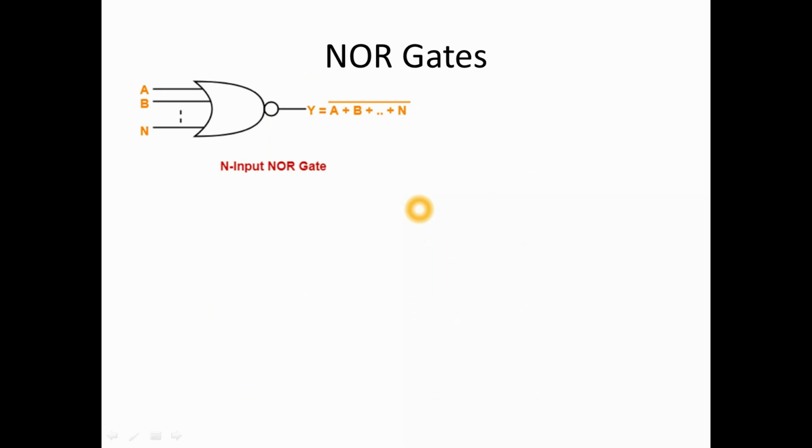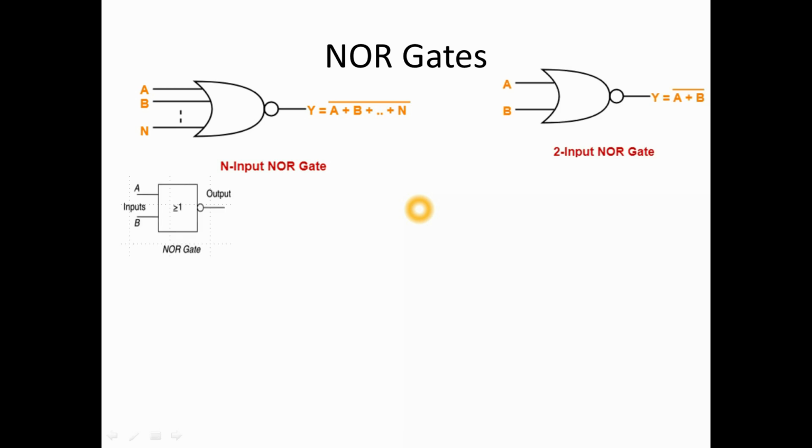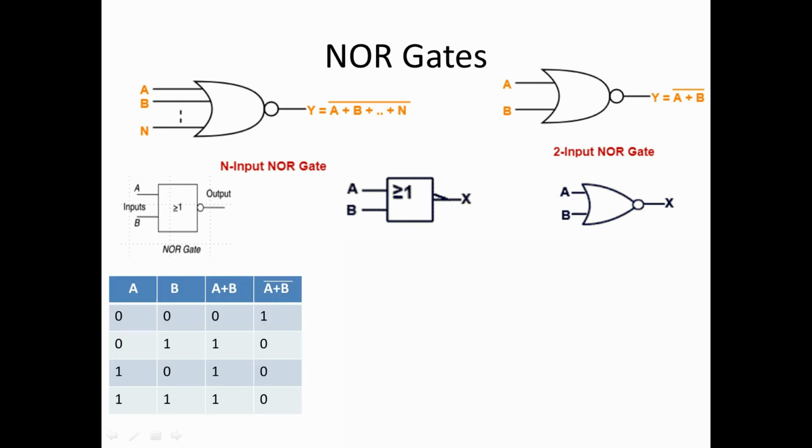The next universal gate is another universal gate, that is the NOR gate. It also has 2 or more inputs and 1 output. The logical expression is A plus B plus, and up to, if there are n inputs, up to n, whole bar. For the 2-input NOR gate, Y is equal to A plus B whole bar. That is, the output of the OR gate is connected to the NOT gate. That is the equivalent circuit of the NOR gate.